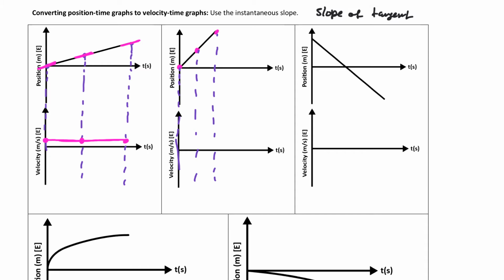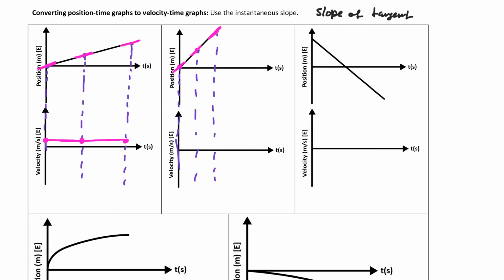Draw some tangents. Tangent, tangent, tangent. In this case, we can see the slopes aren't changing throughout the whole time. So the velocity isn't going to change. The velocity is going to be a straight line. In terms of the slope, the steepness is much larger than before, so the value is going to be large, either a positive large value or a negative large value.